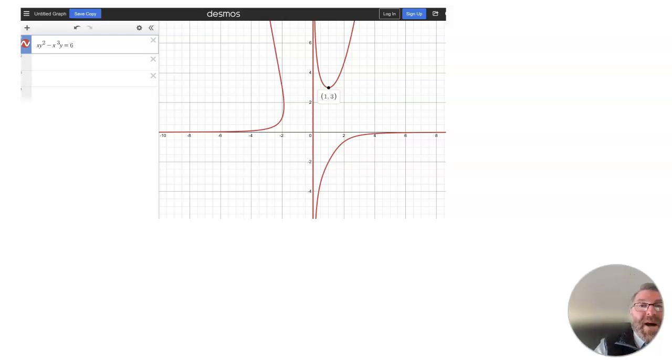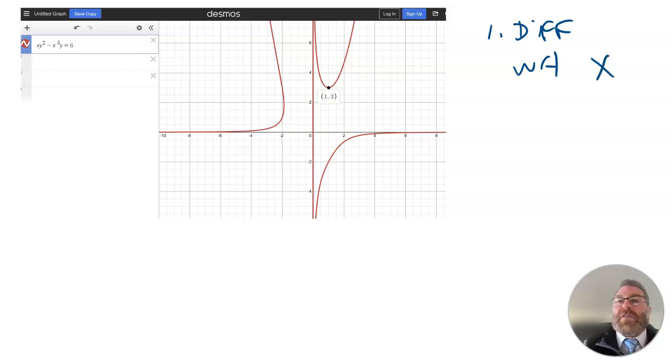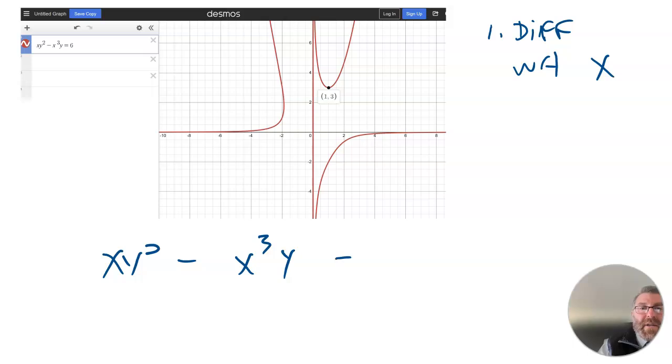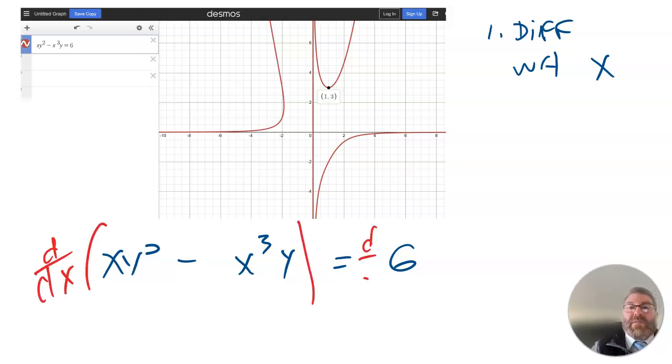So the first step in the process is we're going to differentiate both sides with respect to x. So for example, when I'm looking at xy squared minus x cubed y equals 6, what I'm going to do is take, with respect to x, the derivative of the left side, everything, and the derivative of the right side. Note that this is not y equals some function of x. It's not an explicitly defined function.